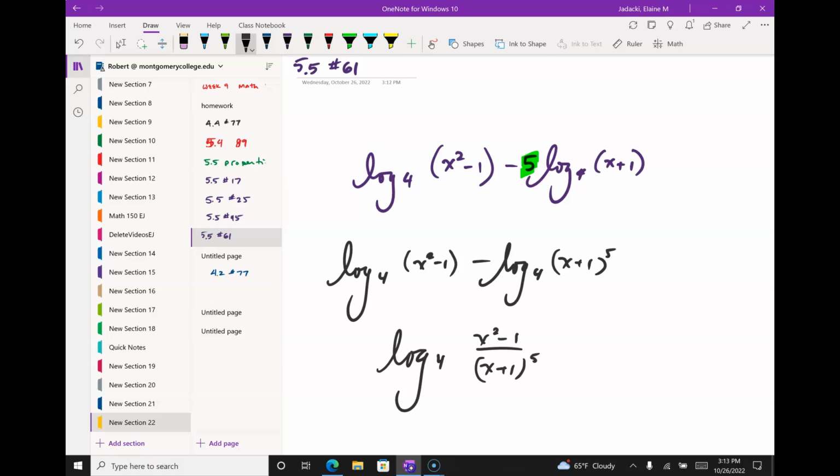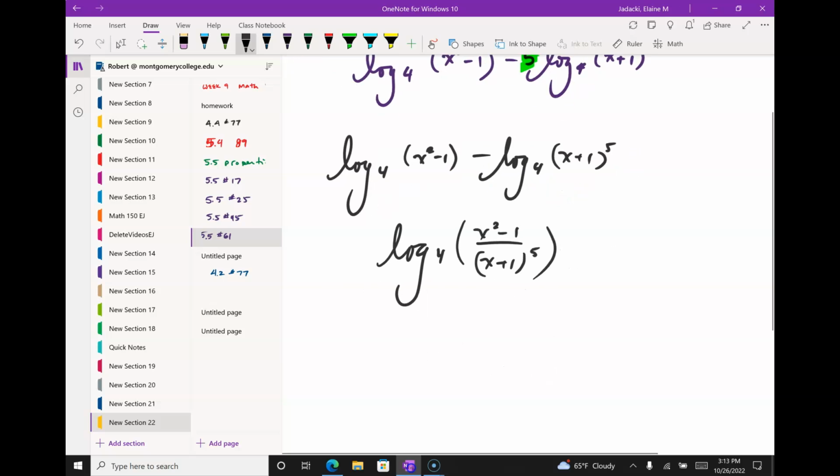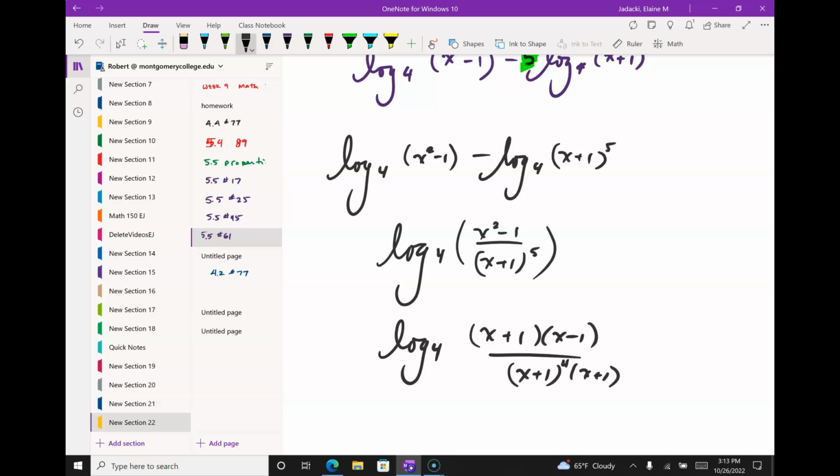to the 5th. And I look at the answer and it's not the same. So I realize that I probably can factor here. X squared minus 1 is x plus 1 times x minus 1, over x plus 1 to the 4th times one more x plus 1, right? There's an x plus 1 to the 5th. Yes? So there it is, log base 4 of x minus 1 over x plus 1 to the 4th.